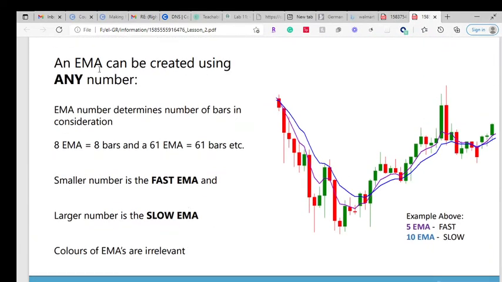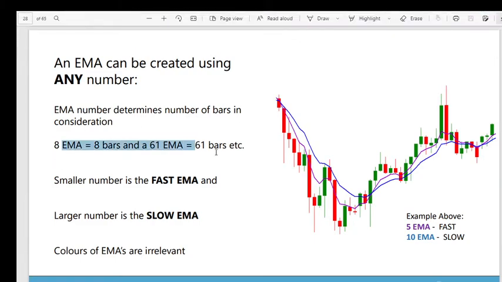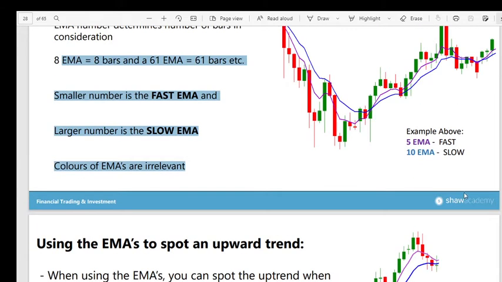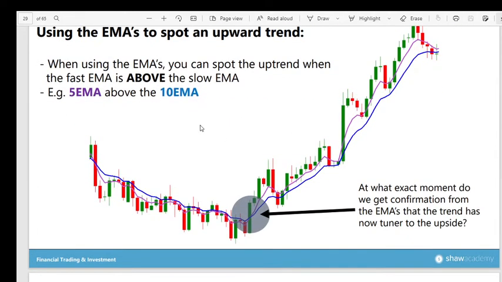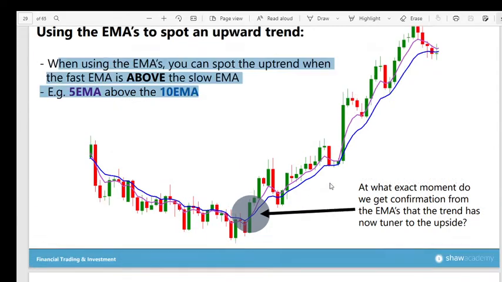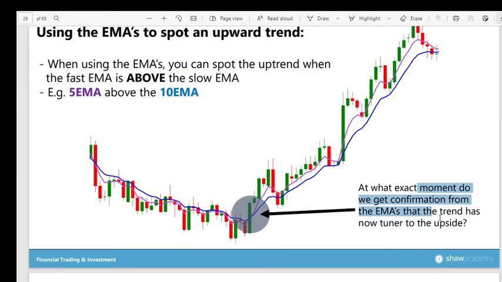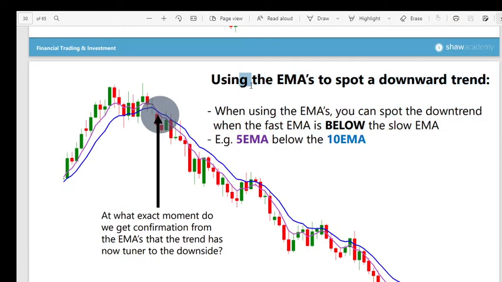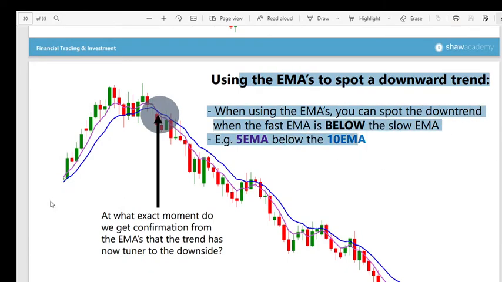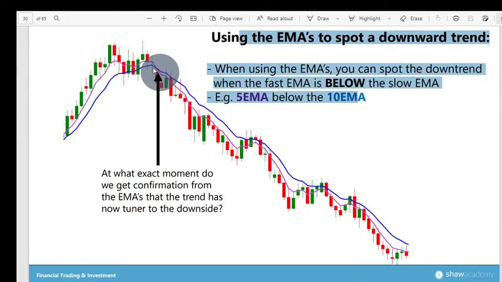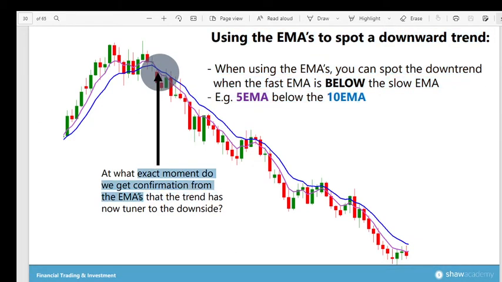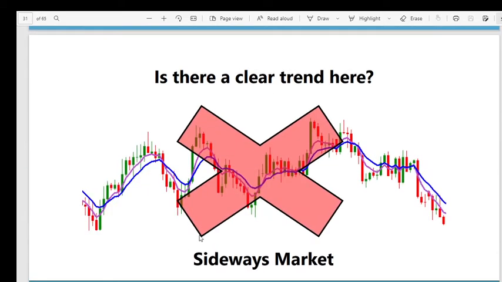The EMA can be created using any number. A small number is the fast EMA. Using 5 and 10, the 10 is the slow EMA right here. Using it to spot an upward trend, you can spot the fast EMA is above the slow EMA, which is the exact moment the trend has turned upside. Using EMA to spot a downward trend, the fast EMA is below the 10 EMA. Once it is below, it confirms the trend has now turned to the downside.